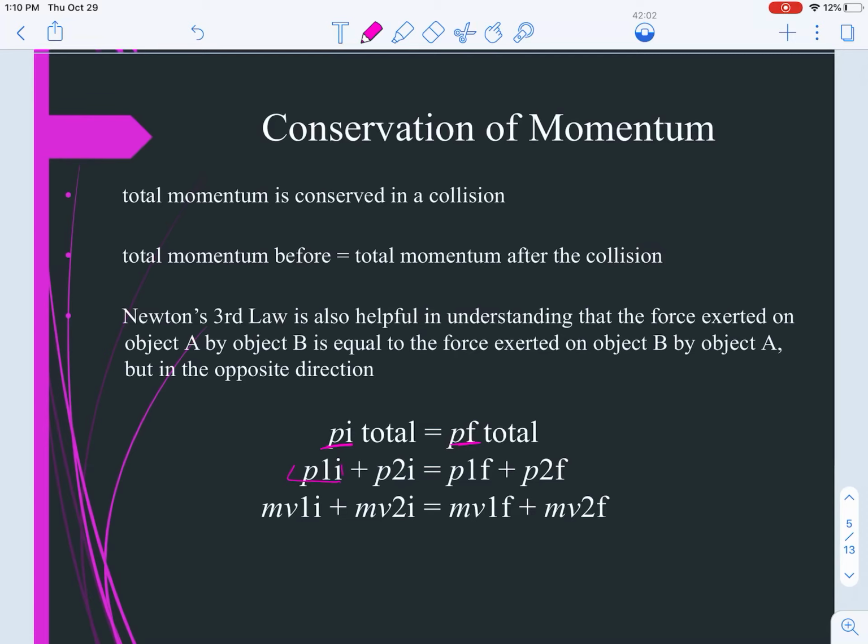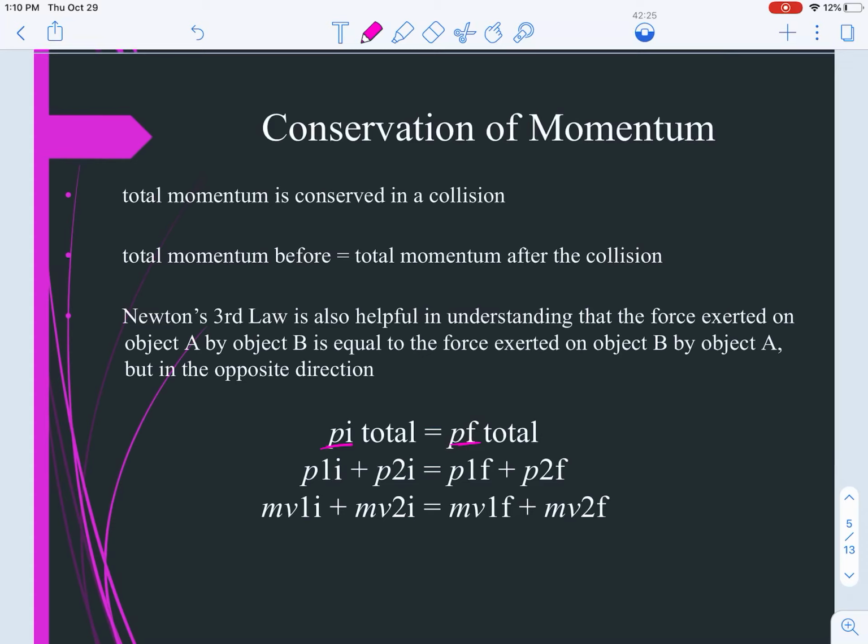If we happen to know the momentums of our individual items, then we would just take object 1 and object 2's initial momentums and add them up. And then after they collide, if we are able to identify their individual momentums, we would add these up and we would see that both the right and the left side do indeed give me the same total, okay?